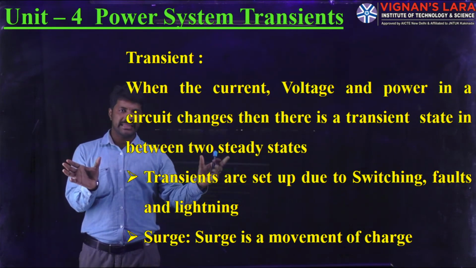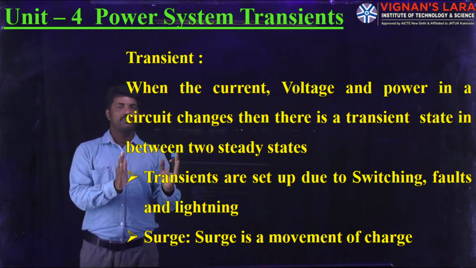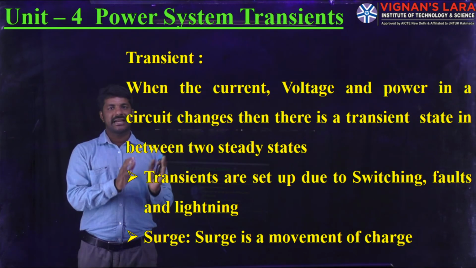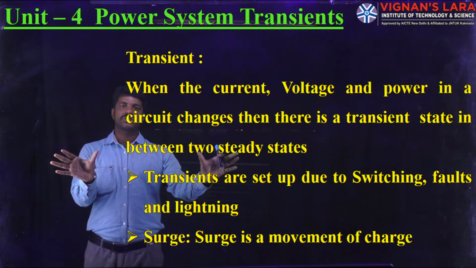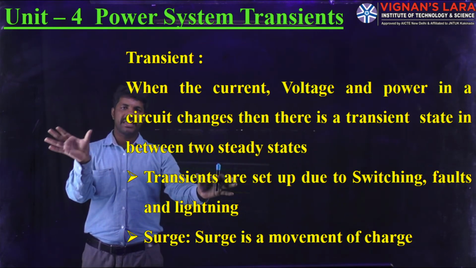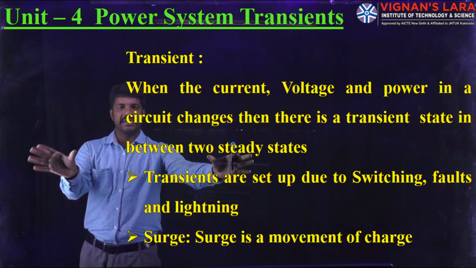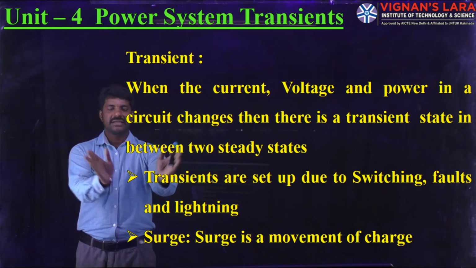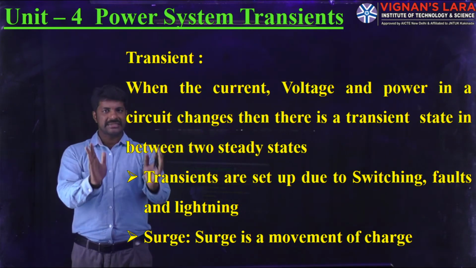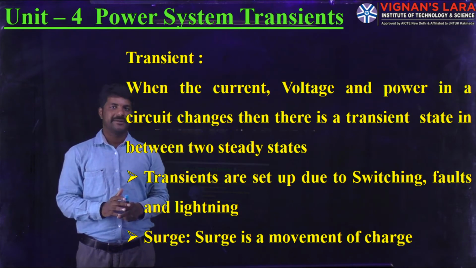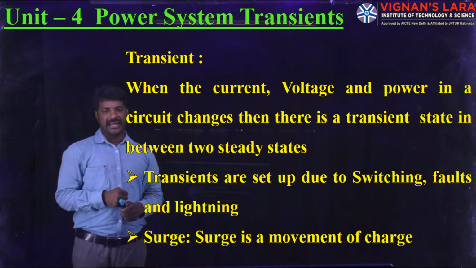So what is meant by a transient? A transient is a phenomenon observed in the voltage, current and power waveforms in a transmission line in between two steady state values. This is before the occurrence of the transient and this is after the occurrence of the transient. In between these two steady states, the transient occurs, so that the magnitudes of voltage, current and power vary. That is the exact meaning of transient.